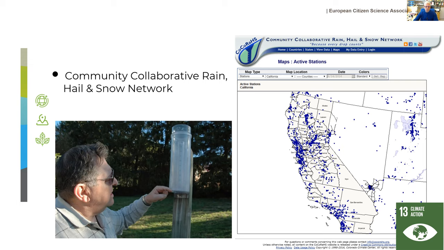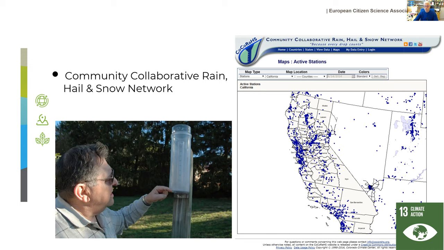But much more commonly, it is a project where the public is helping scientists and government scientists with a specific task. A good example of that is a very well-established network in the US called the Community Collaborative Rain, Hail, and Snow Network, or CoCoRaHS for short, where people are given rain gauges, and then they report on it every day, and that helps meteorological observation.